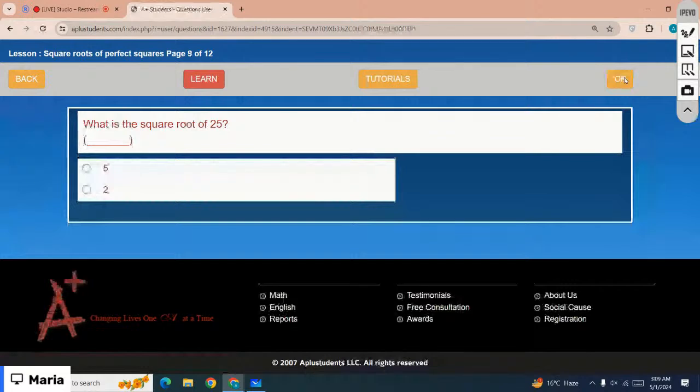What is the square root of 25? Which is the correct option? The correct option is 5. 5 times 5 is 25. Okay, you can complete the lesson by yourself later today. Let me move on to the next lesson.